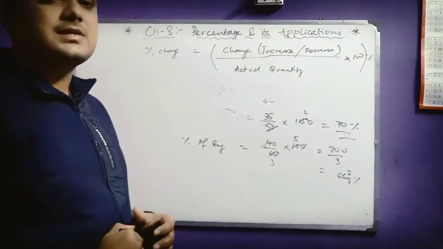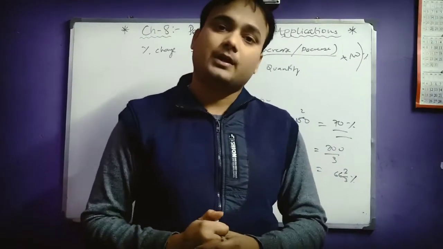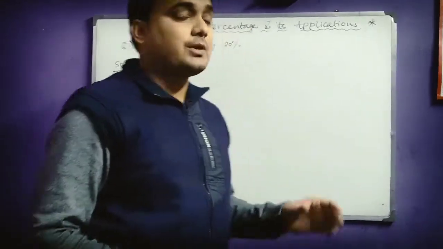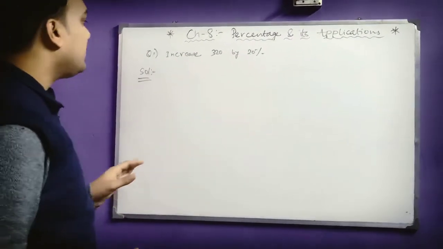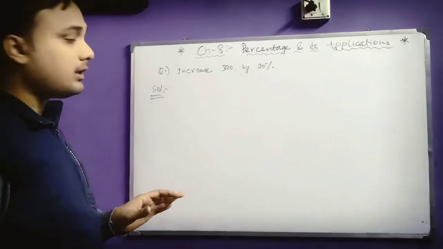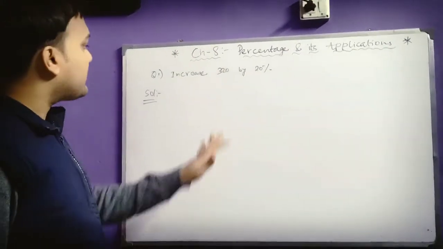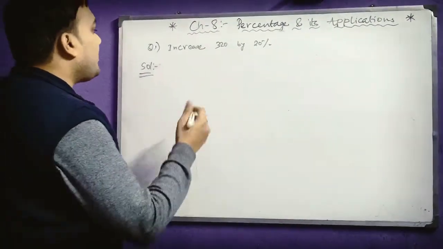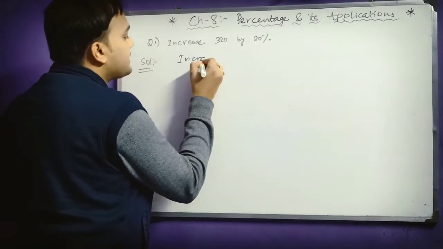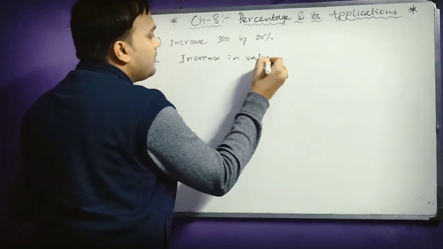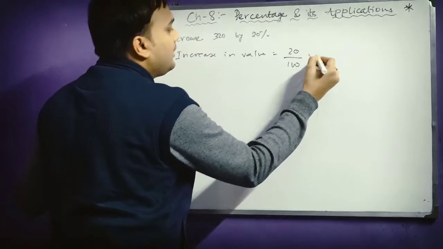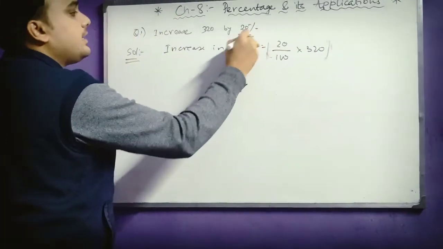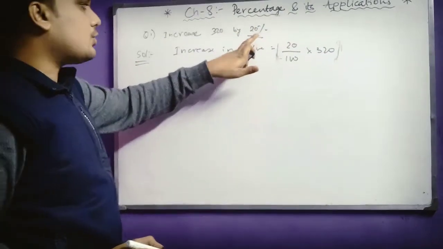Now students, we will understand a few questions here which will help us to solve the exercise. Students, here you see a very simple example I have taken so that your concept becomes clearer. Increase 320 by 20%. That means 320 is the actual number and we have to increase this number by 20%. So what will be the increase in the value? Increase in value will be equal to 20 by 100 into 320. Okay, why? Because see, percentage is already there.